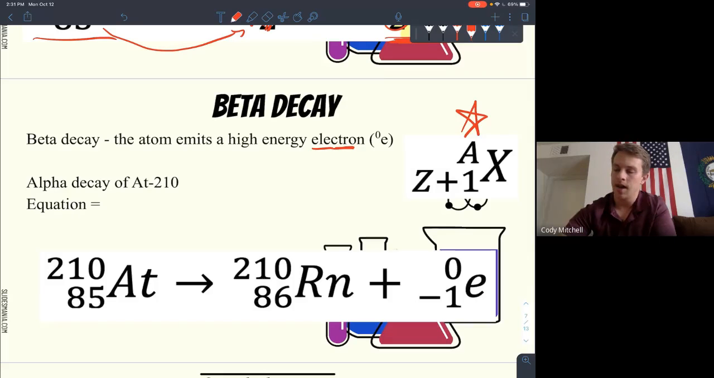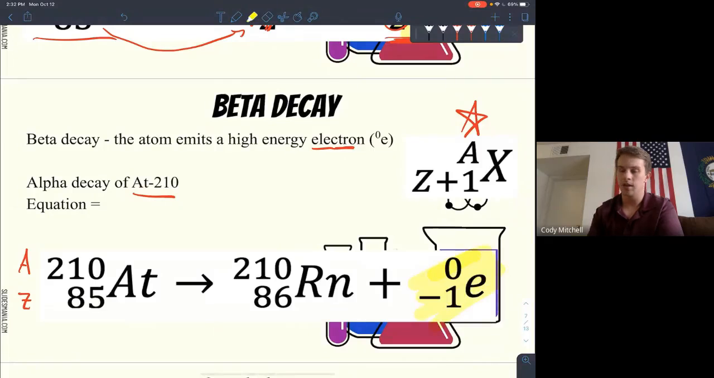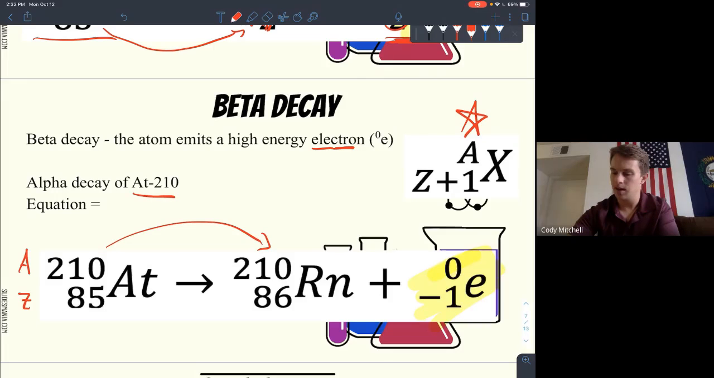If I'm looking at an atom of astatine-210, At-210, its atomic mass is 210 and its atomic number is 85. It goes through this decay, and remember, when you hear decay, think decomposition, starting at 1 and breaking apart into 2 separate things. One of my products is going to be an electron, and this is how an electron is shown. Remember, electrons have no relative mass, they're very small, and they have a charge of -1, so that's where this -1 comes from. Protons are positive, electrons are negative. Now, if I take a look at the products, my A has not changed, but my Z has gone up by 1.